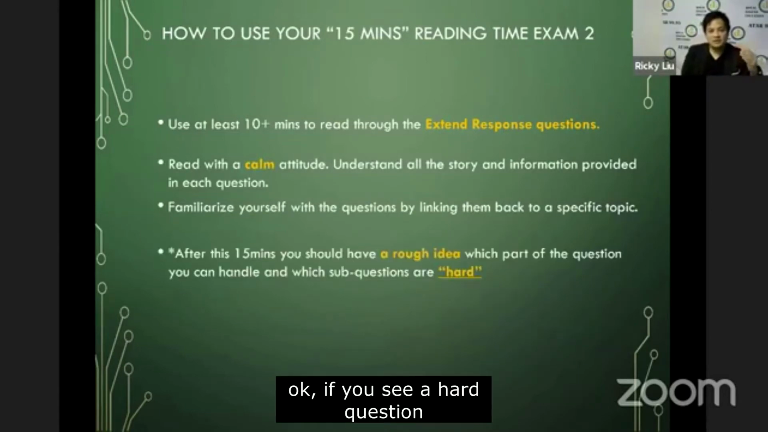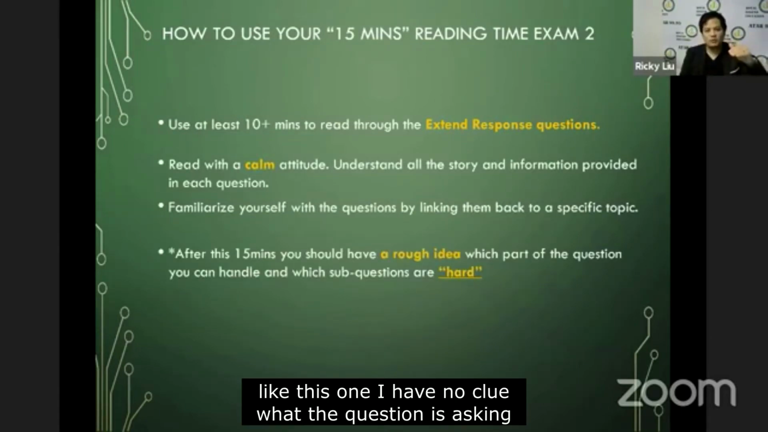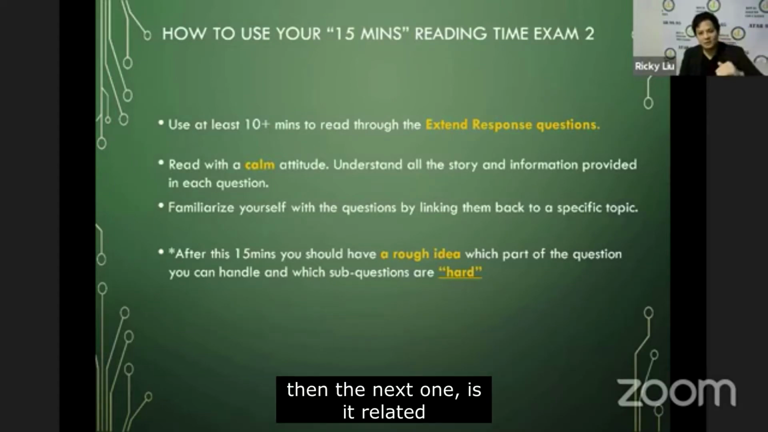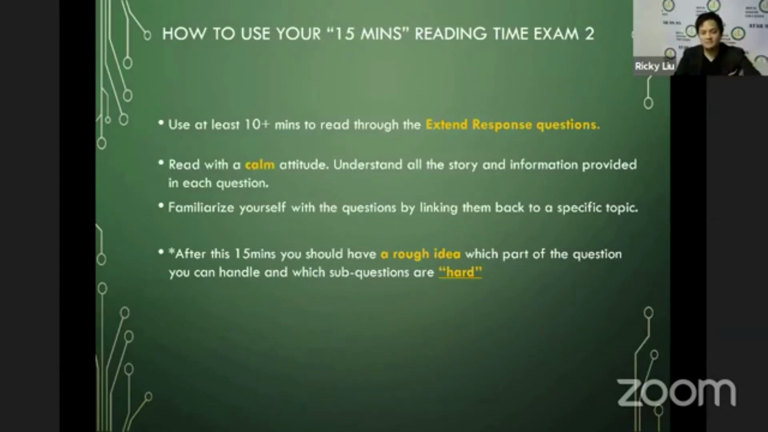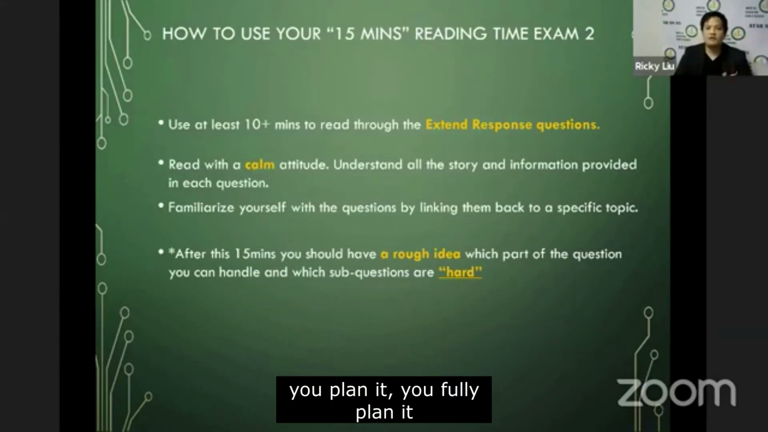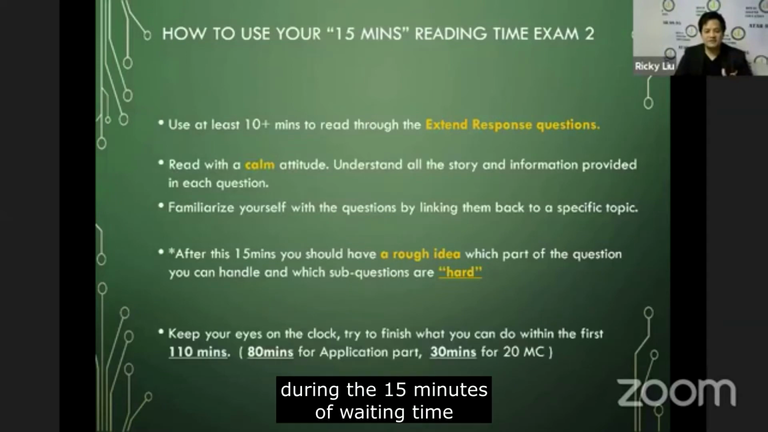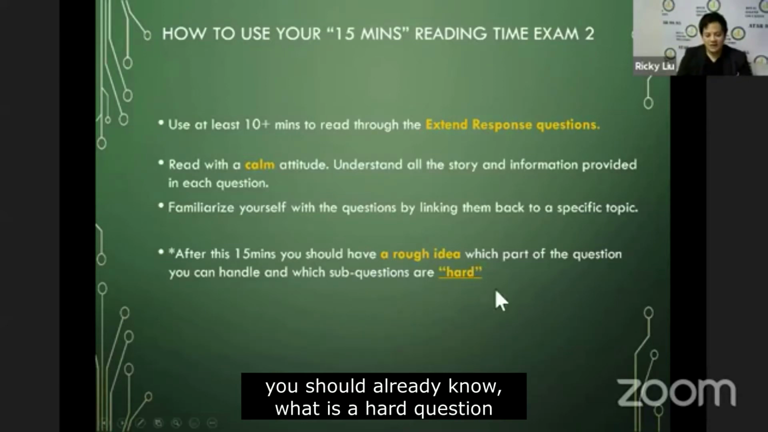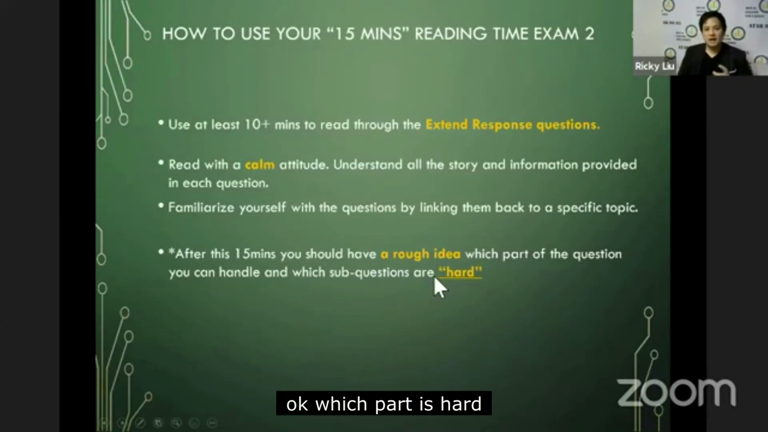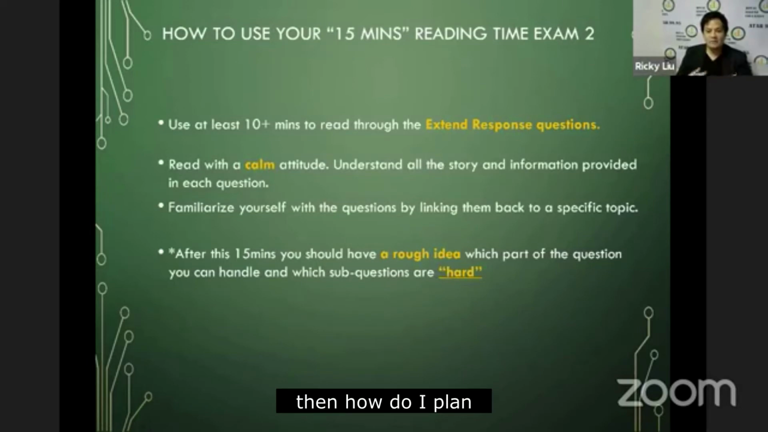If you see a hard question, and you have no clue what the question is asking, then the next one, is it related? Can I just jump 1 or do I have to jump 2? So all this plan, you fully plan it during the 15 minutes of reading time. So after 15 minutes of reading time, you should already know what the hard questions are. Which part is hard? Then how do I plan?